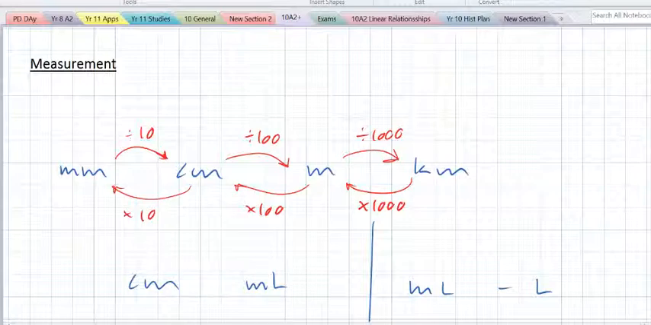Alright. When we're going between units, the important thing is those arrows. When we go from millimetres to centimetres, we divide by 10. If we're going from metres to centimetres, for example, we multiply by 100. Just look at the direction of each arrow.